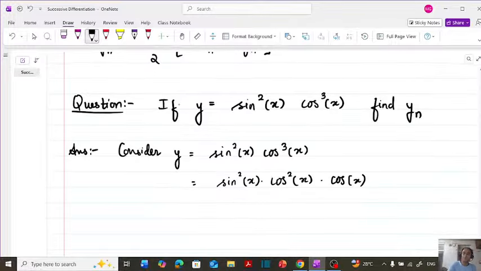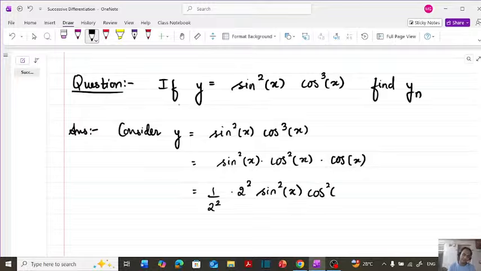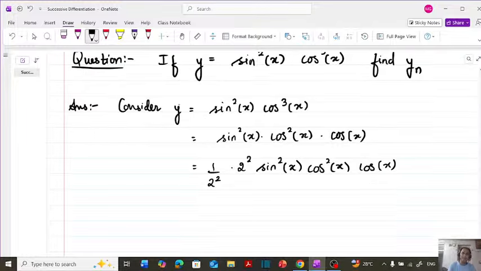Okay, with your rules of algebra and the trigonometry formulas, I can do a bit more manipulation, and I can write this if I multiply and divide by 2 square. This manipulation is possible.